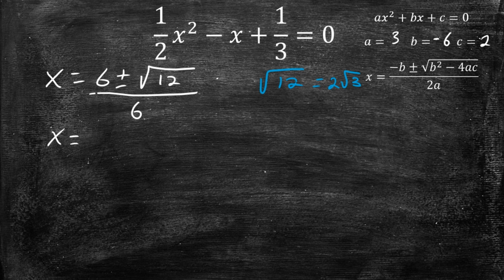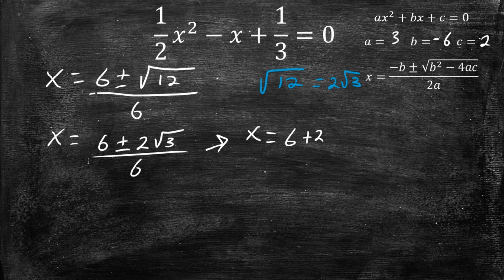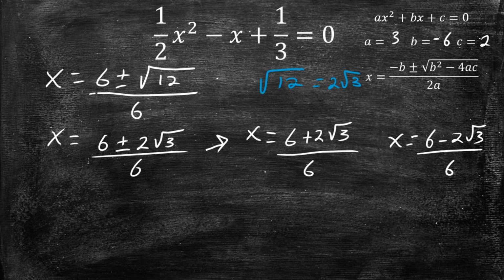We know that radical 12 is 2 radical 3, so we got 6 plus or minus 2 radical 3 over 6. And now we have the plus or minus sign, so let's go ahead and break this up into the two separate x values here. So we got x is equal to 6 plus 2 radical 3 over 6. And then we have x is equal to 6 minus 2 radical 3 over 6.